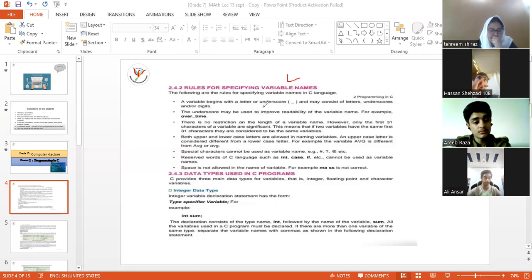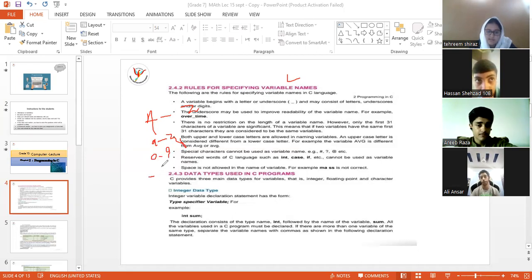The first rule is the variable name can only contain the following characters. What characters are those? The characters are capital A to Z, small a to z, 0 to 9, and the last one is underscore.